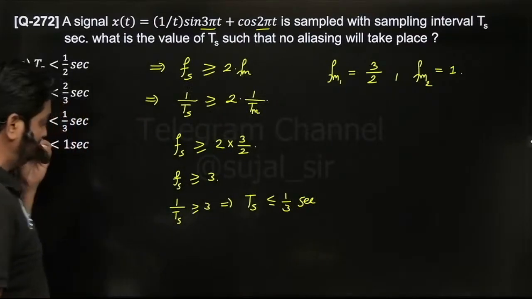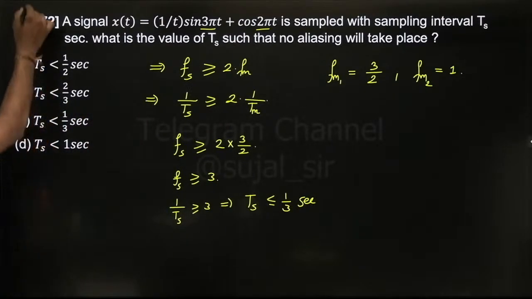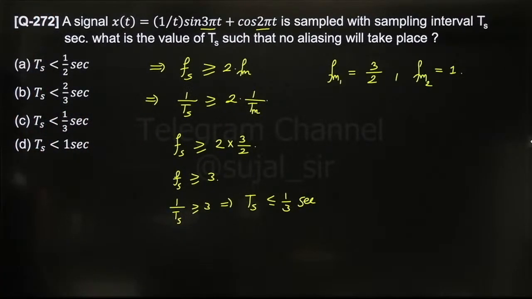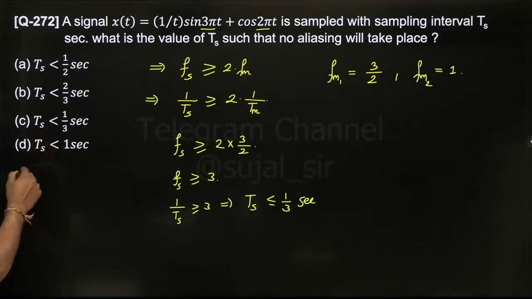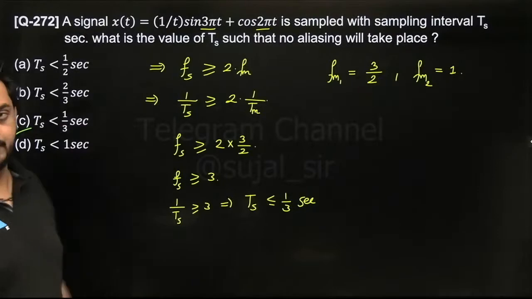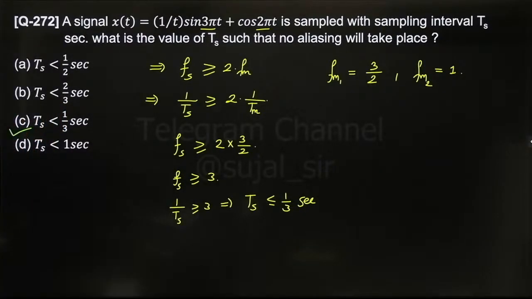Correct? Yes or no? Are you getting it? So which option should be the correct answer? Here the right answer is 1 by 3 second. So option C, guys. Option C should be the correct answer of this question. Correct? Fine?